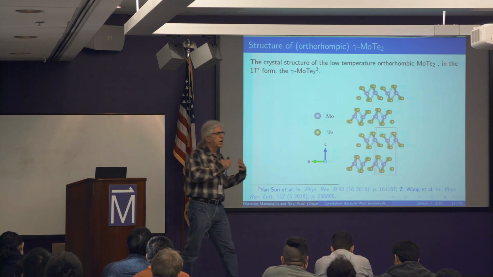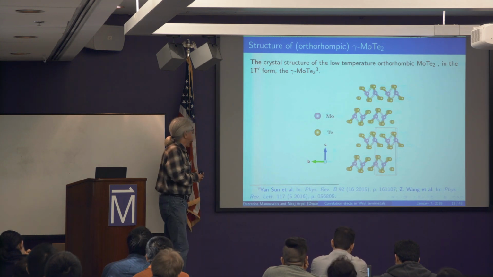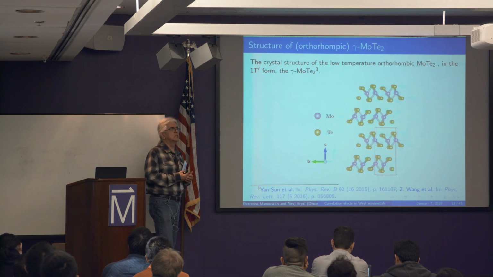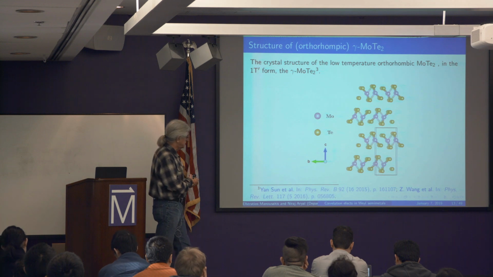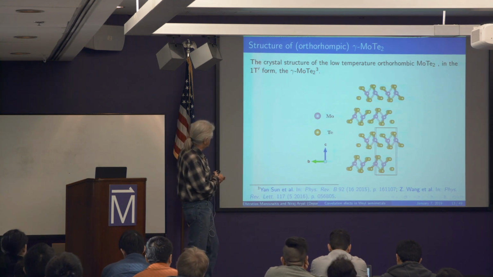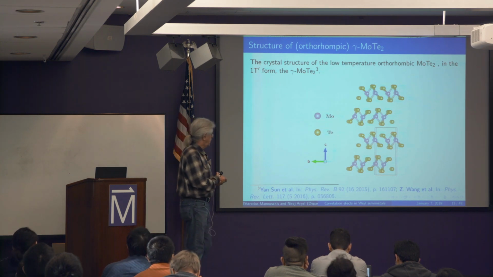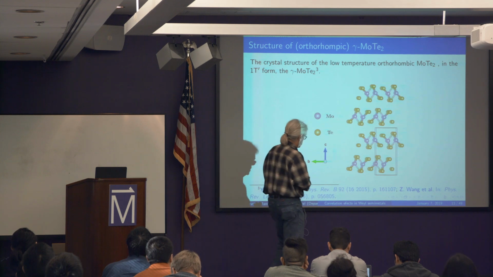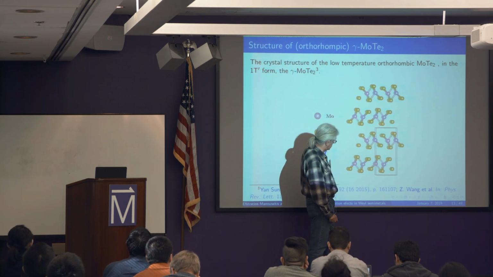So when coming back to this real system, we consider this gamma MoTe2, which is basically an orthorhombic phase, in the 1T prime form, and we follow Bernevig in calling it gamma MoTe2. And the crystal structure has this kind of form. This is the unit cell. It's orthorhombic, the unit cell.